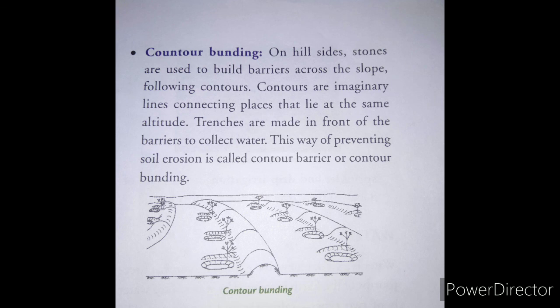If you build the barriers in the field, the crop which you had planted might not be carried away by the pressure of water. So contours are imaginary lines connecting places that lie at the same altitude. Trenches are made in front of the barriers to collect water. This way of preventing soil erosion is called contour barrier or contour bunding, and this farm is called contour farming.